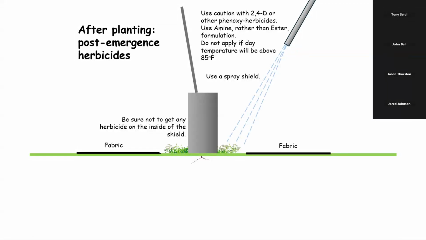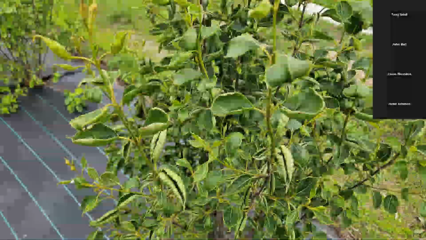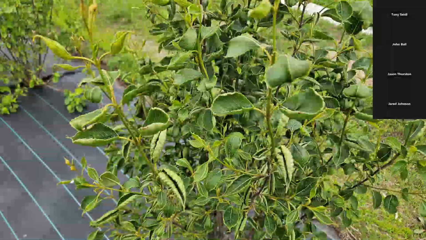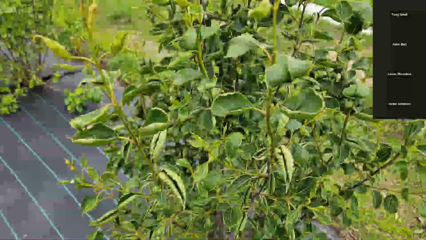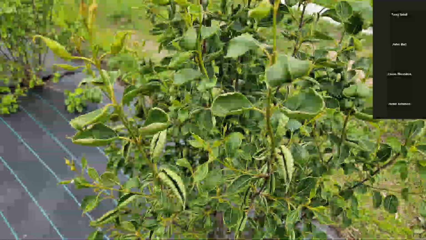So be on the safe side, use the amine rather than the ester formulas that tend to volatilize much easier. Do not apply if the day temperatures are going to be above 85 degrees, because that also means you're probably going to get more volatilization. So putting the shield around helps, but you've got to watch the chemical too to be sure that it's not going to volatilize. And I do see where people have ended up putting something around. I said, well, I just used it on the weeds and I shielded it. No, it can volatilize. And so you can get these phenoxy herbicides just because of the drift from the application you made beneath the plants.